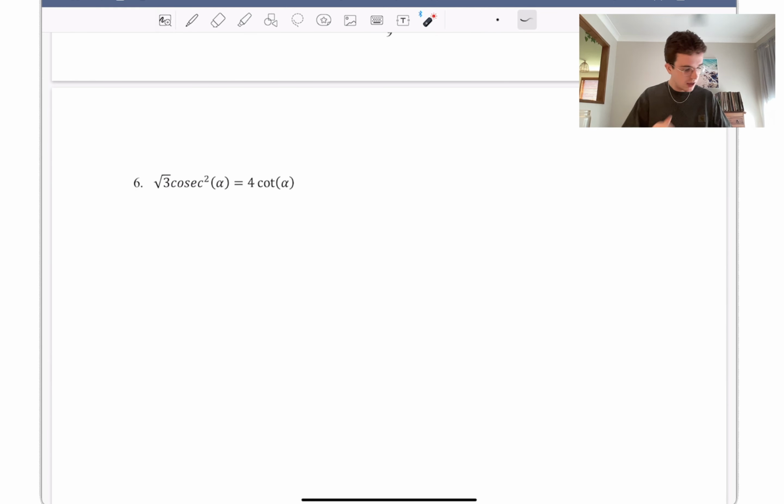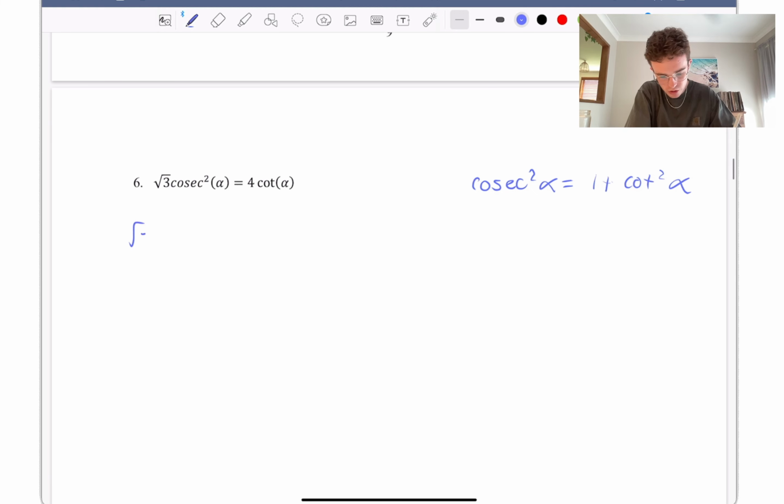Okay, number 6, we've got root 3 cosec squared of alpha is equal to 4 cot of alpha. Right, here we can see that we've got 2 different functions, but there is a rule that relates cosec and cot, and that's the fact that cosec squared of alpha is 1 plus cot squared. So this is equal to root 3 cosec squared. Cosec squared of alpha would be root 3 plus root 3 cot squared of alpha, and that's equal to 4 cot alpha.